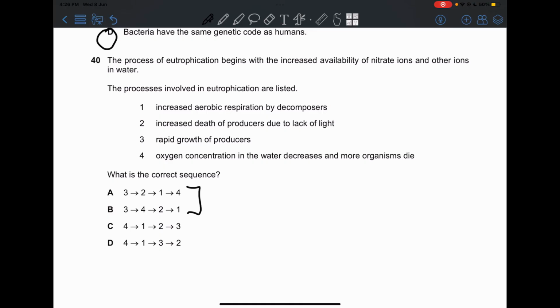Now A says rapid growth of producers, followed by increased death of producers due to lack of light. This is correct because if there is increased growth of the plants on top of the water, it is going to block out the light for the plants at the bottom. Then increased aerobic respiration by decomposers because there is increased death, and they are going to be producing carbon dioxide and decreasing the oxygen levels because they use it. So that is actually A.